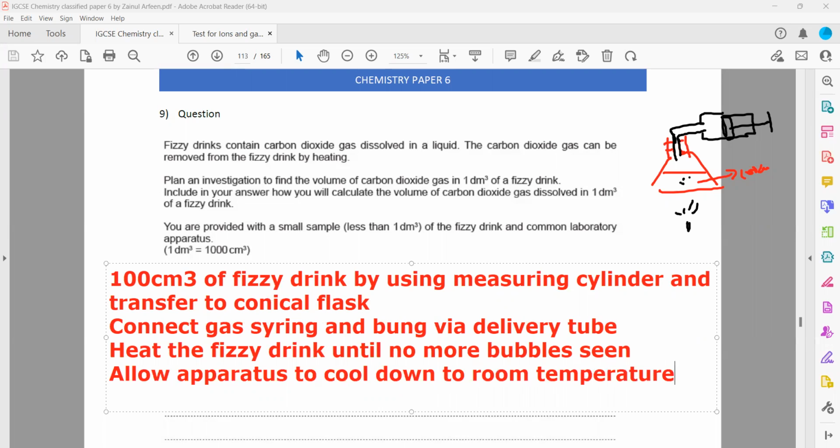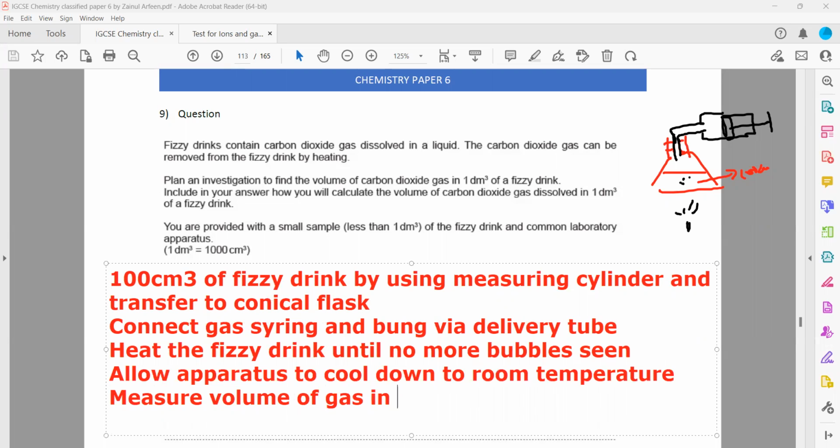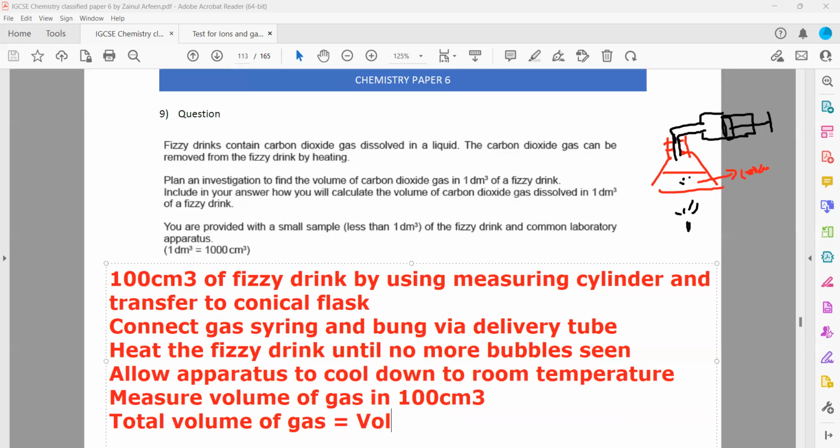And after, when it cools down, we will measure the volume of the gas in 100 cm cube. Then the total volume of the gas is equal to the volume of the gas times 10. Why times 10? Because we need the total volume of gas in 1000 cm cube, which is 1 dm cube. That will be the volume of gas which we collect, multiplied by 10. That will give us the total volume of the gas.